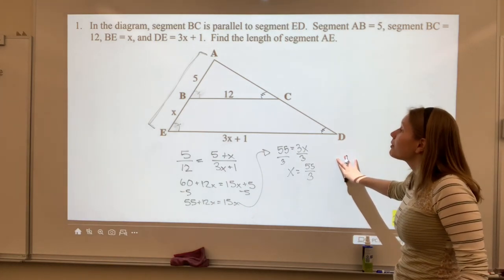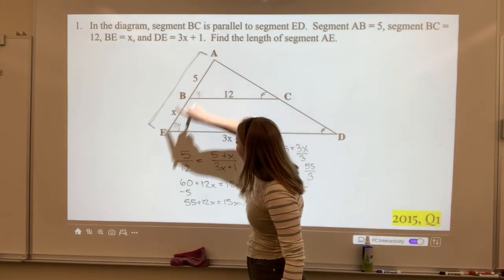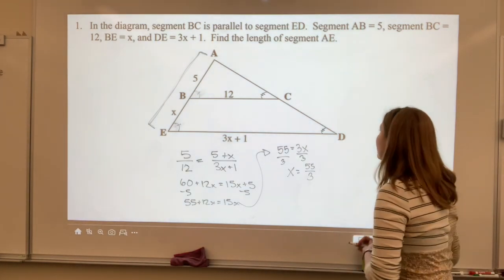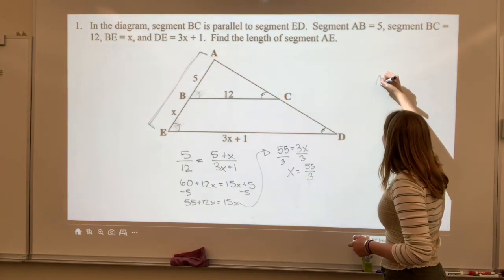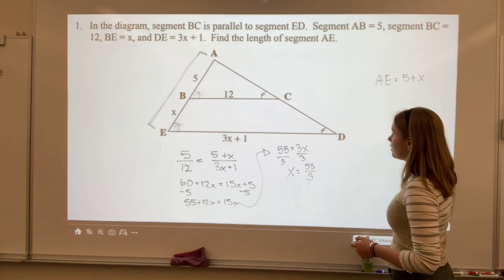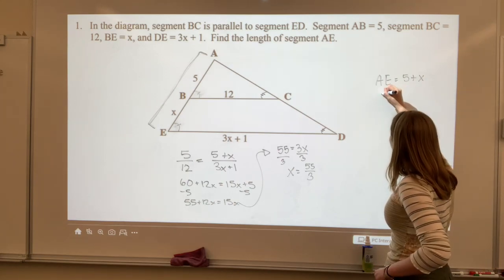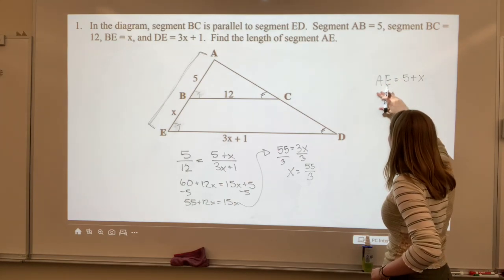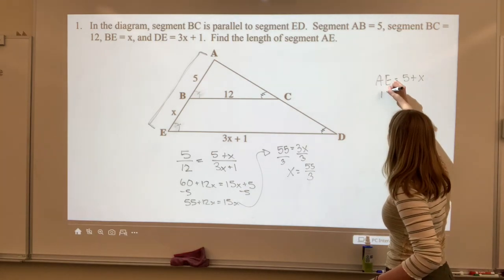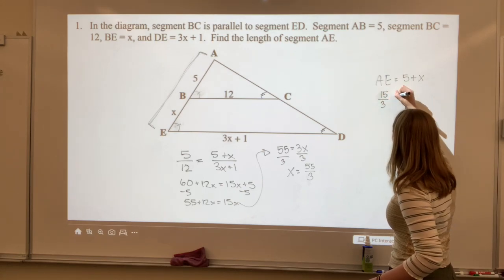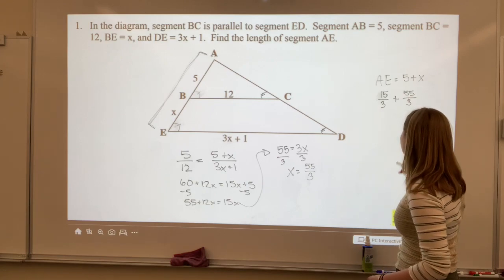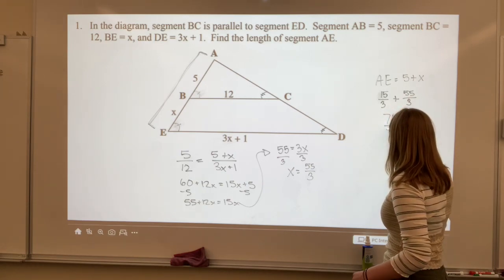But that's not where we stop. We are solving for AE, which is not just x. It's equal to 5 plus x. So I'm going to write that over here. AE equal to 5 plus x. So that's going to be 5, but I'll find a common denominator because we have 55 over 3. So 15 over 3 plus 55 over 3, which equals 70 over 3.